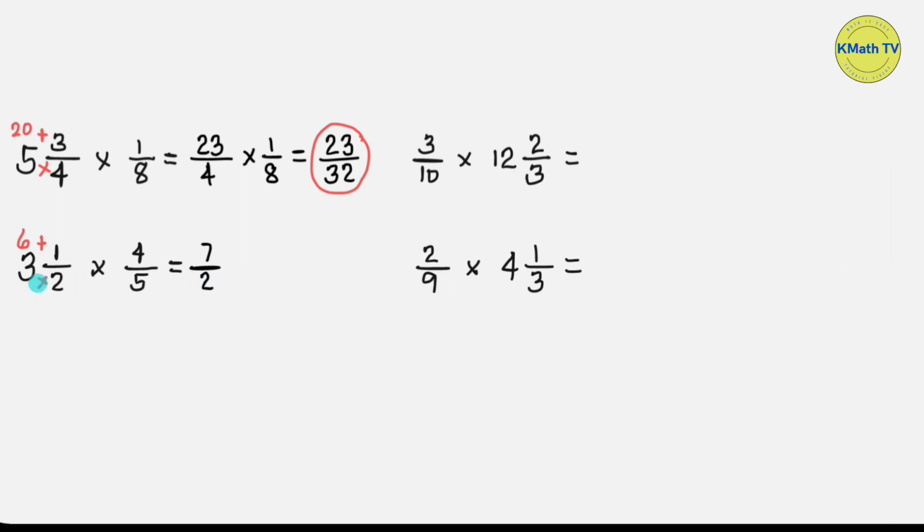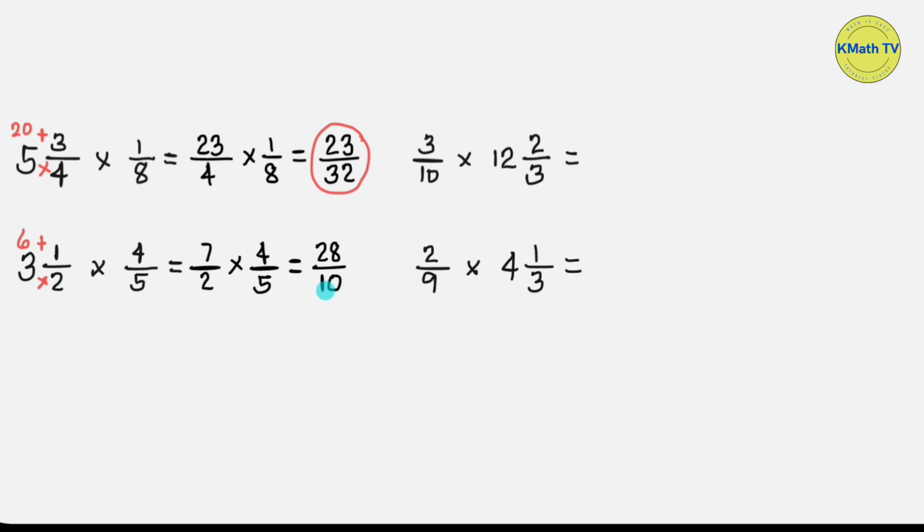Okay, 3 and 1/2 is 7/2 in improper fraction. Next step is to multiply. Okay, let's copy times 4/5. Okay, let's multiply. Multiply the numerators. 7 times 4 equals 28. And multiply also the denominators. 2 times 5 equals 10. The answer is 28 over 10.